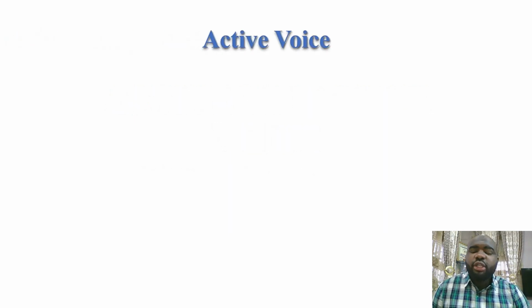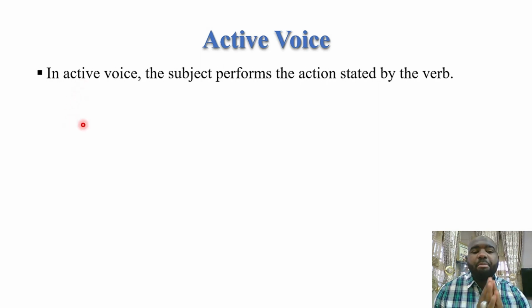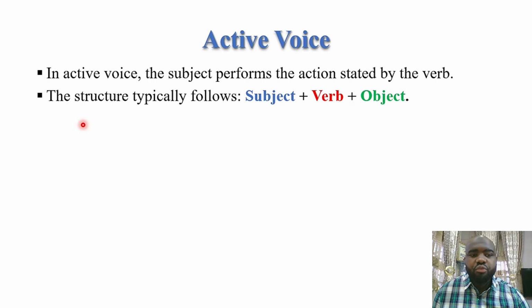Now, what is active voice? When we're talking about active voice, we are simply talking about a situation whereby the focus of that particular sentence or conversation is mainly on the performer of the action, the doer of the action. For instance, we also have the structure of such active voice. We have subject plus verb plus object. This is the structure that active voice follows.